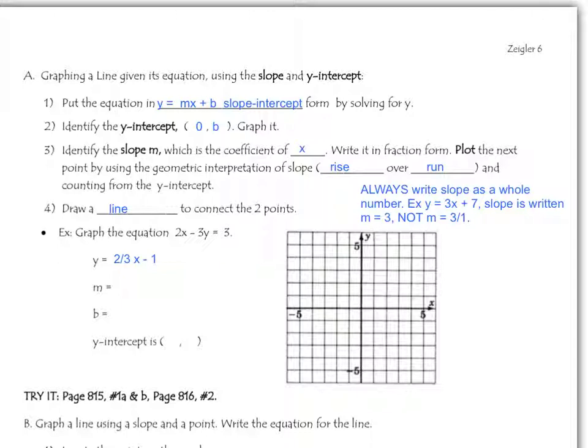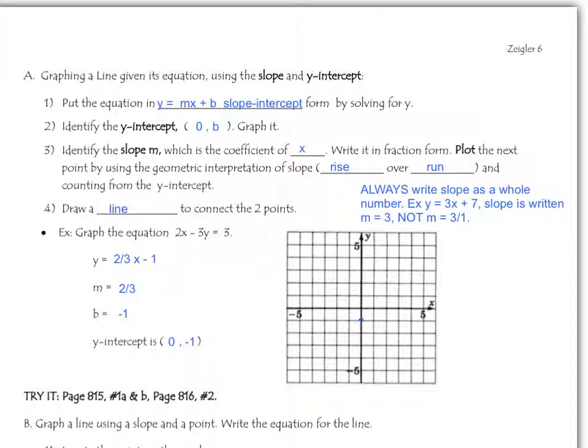Now write what m is and what b is, and then also what the y-intercept is. M is 2/3, the coefficient in front of x. B is -1, and your y-intercept is (0, -1), which represents that x is 0 all along the y-axis, and -1, which is where the line crosses the y-axis. So to plot it, we find x equals 0, y equals -1, and we plot a point there.